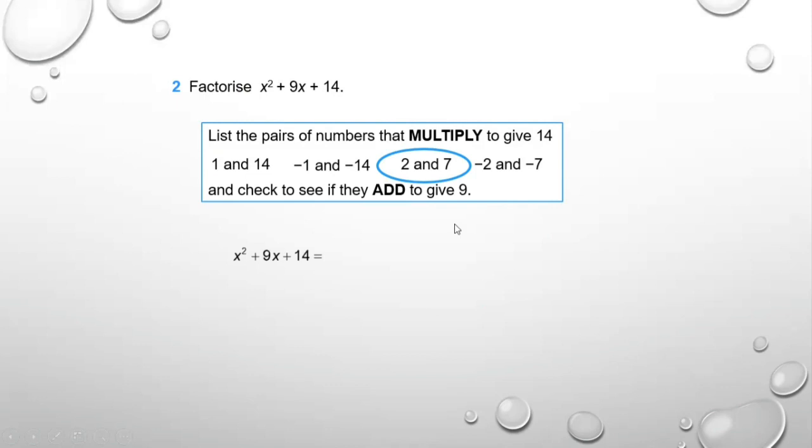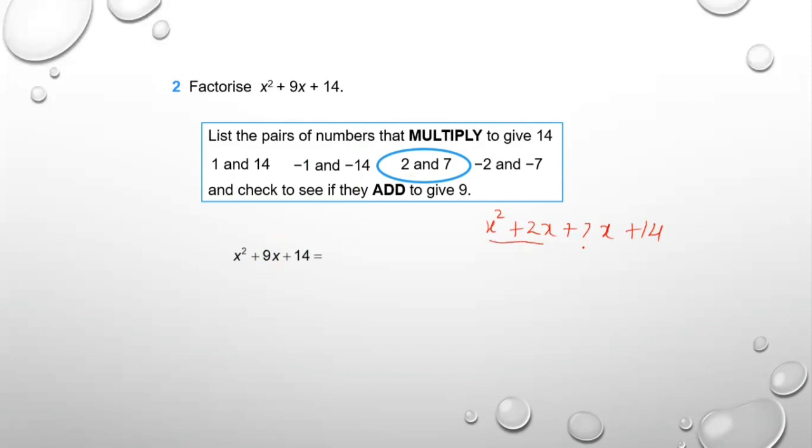We now split the middle term. x square plus 9x plus 14. So we simplify this, and we get x square. We split this 9x into 2x plus 7x, so plus 2x plus 7x plus 14. The same expression now we have written by splitting the middle term 9x.